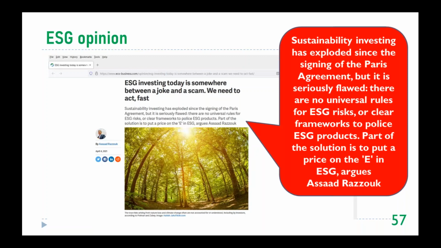One of the touch points could be later this year, the COP26 in Glasgow in November. More granularity and detail may emerge from this. Sustainability investing has exploded since the signing of the Paris Agreement, but is seriously flawed. There are no universal rules for ESG risks or clear frameworks to police ESG products.